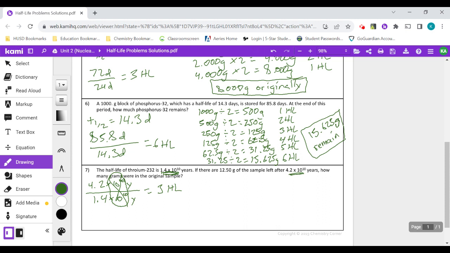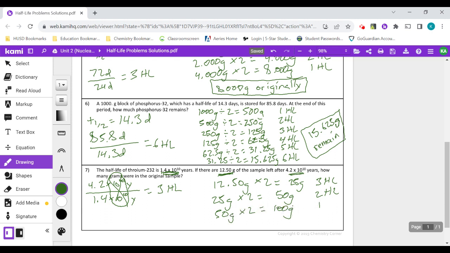Shh, that didn't happen. Okay, so we actually are ending at 12.50 grams, and we want to go up. So 12.50 grams times 2 equals 25 grams of sample. That's the result of half-life 3. 25 grams times 2, that's 50 grams. That's the result of half-life 2. And 50 grams times 2 equals 100 grams. That's the result of half-life 1.